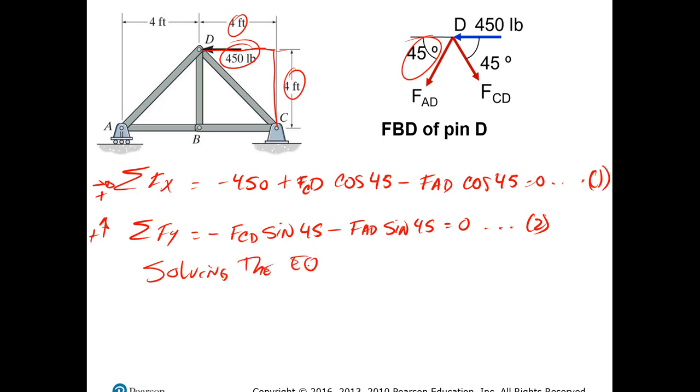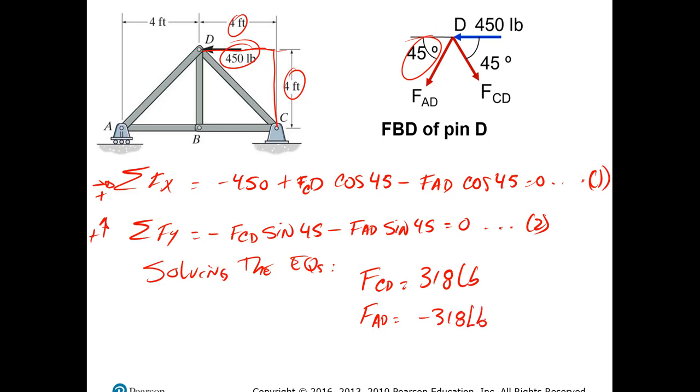So when I solve the equations, I will get that FCD is equal to 318 pounds, and FAD is equal to minus 318 pounds.